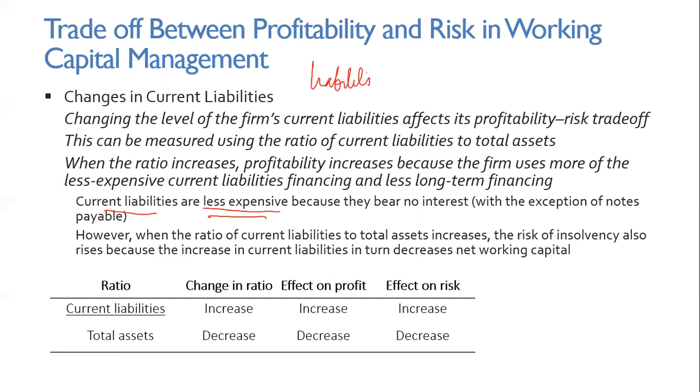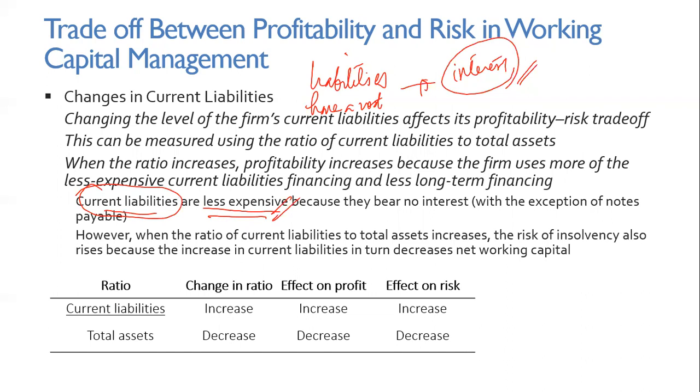Liabilities in general have a cost. What is the cost of that liability? Pag nangutang ka, what is the cost? The cost is interest. You have to pay for it. Diba? When you borrow, may interest yan. The interest that you have to pay, that is the cost of the financing. So current liabilities, or liabilities that are short-term in nature, are usually less expensive than long-term liabilities. The more long-term a liability is, the more expensive that liability is.